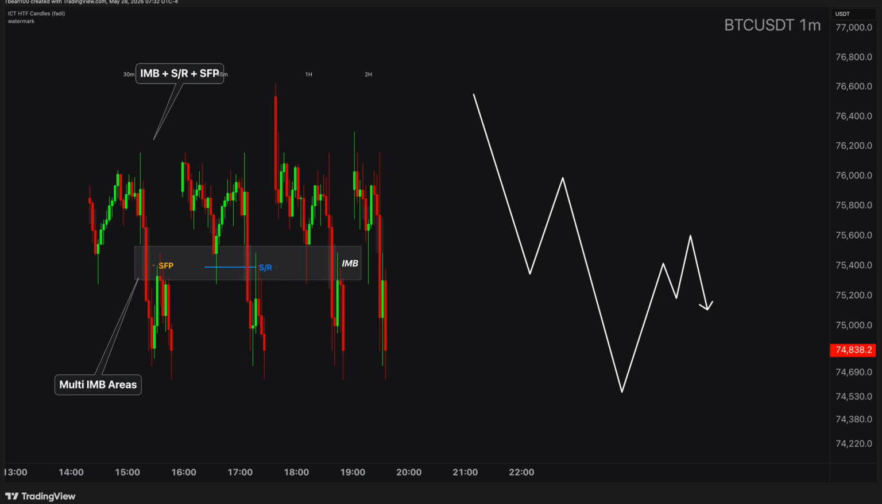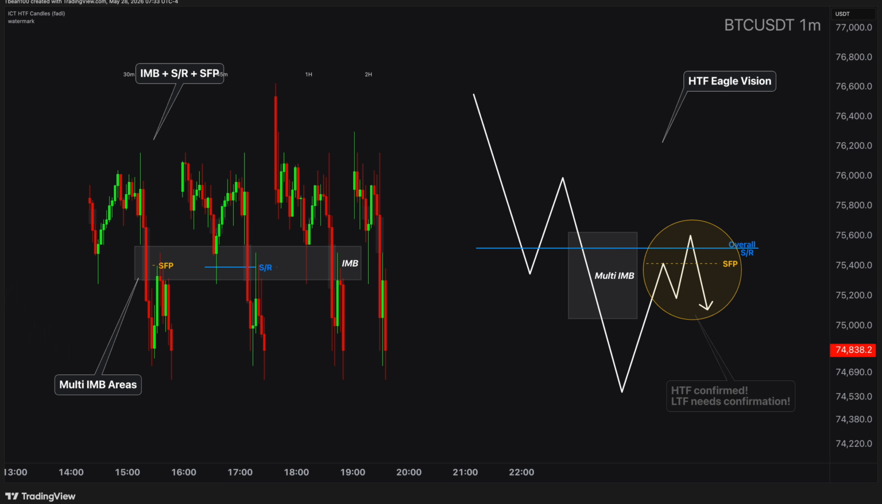To explain this more clearly, let's take a look at the drawing on the right. You can think of this as having an eagle vision from the higher time frames, allowing you to spot setups like this almost instantly. The first thing you should generally focus on are the multi-imbalance areas, usually starting from 30 minutes, 45 minutes, 1 hour, 2 hour, or 3 hours. Then, if you can identify additional supportive patterns like support and resistance flips or swing failure patterns, the area becomes even stronger. This method lets you confirm the high time frame price action with that eagle vision perspective.